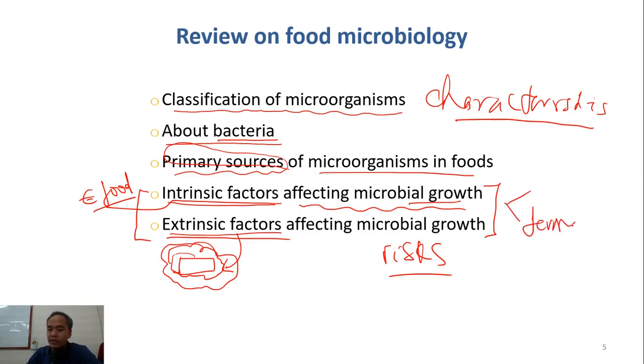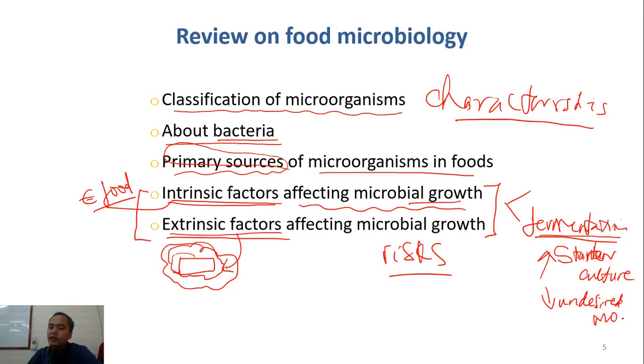But during fermentation, what should we do? We should inhibit or we should stimulate the growth of microorganisms? During fermentation, both. We stimulate the growth of the good microorganism, the starter culture, for example. But we should inhibit the growth of undesired microorganisms. That is what we should do during fermentation. And how to do this? If we know the extrinsic and intrinsic factors that influence the growth of these two groups, we can do this. We can stimulate one and we inhibit the other one.